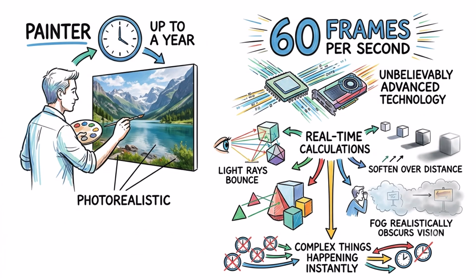Anyone can paint a photorealistic picture if they have a year to do it. But to do it at 60 frames per second, that requires unbelievably advanced technology. It's calculating in real time how every ray of light bounces off every surface, how shadows soften over distance, how fog realistically obscures your vision. All of these incredibly complex things, all happening instantly.